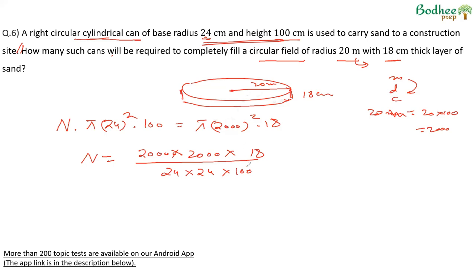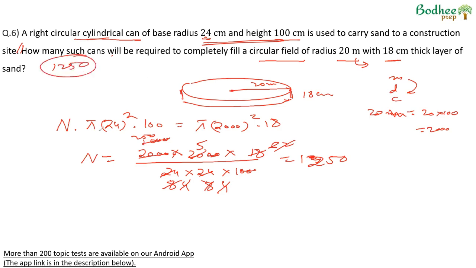So here what we do is we cancel 0, 0. 3 6s are 18, 3 8s are 24. 8 3s are 24, 3 2s are 6, 2 4s are 8, 4 5s are 20. 2000, 4, 1000 by 4 is 250. 250 into 5 is 1250. So the number of cans required is 1250.